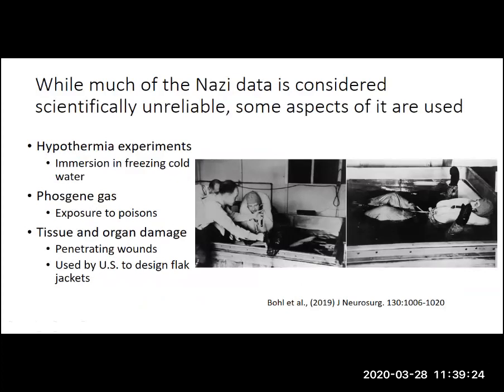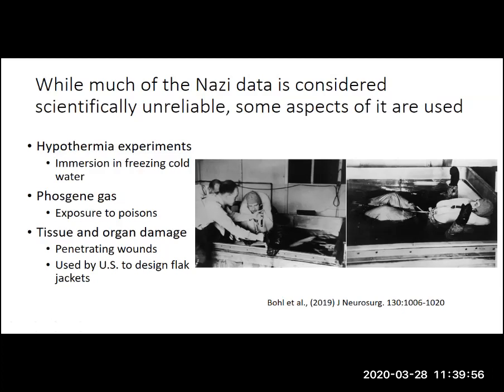So this is an example of using Nazi data, but there are other examples as well. Much of the Nazi data that came out from that period of time has been considered scientifically unreliable. But some aspects of it continue to be used. Examples of that were hypothermia experiments, where they would basically take prisoners, immerse them in freezing cold water, and monitor them in order to understand the effects of hypothermia.